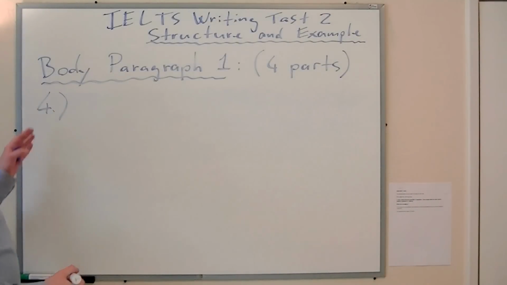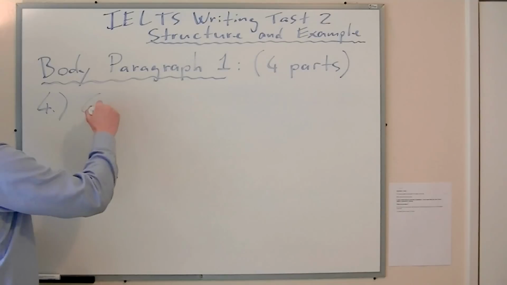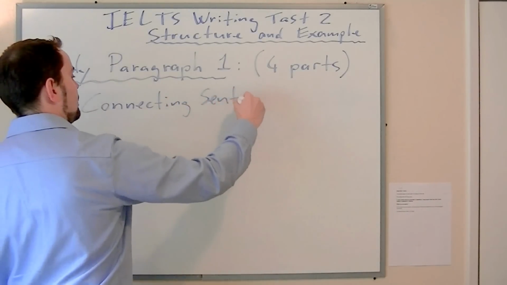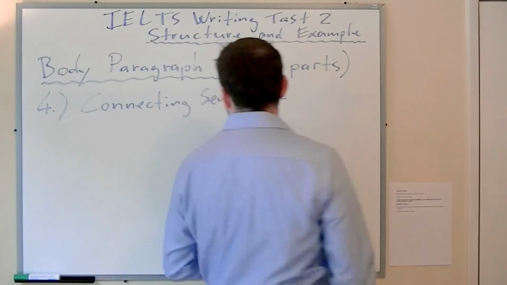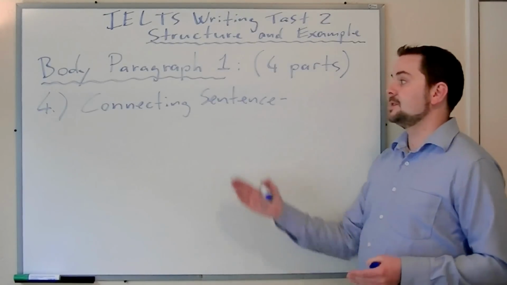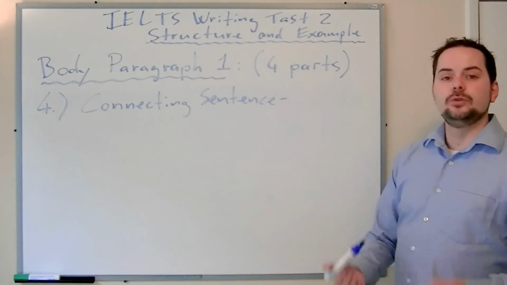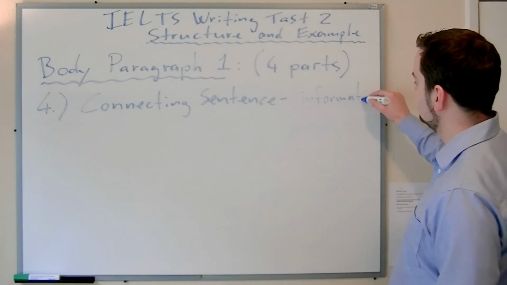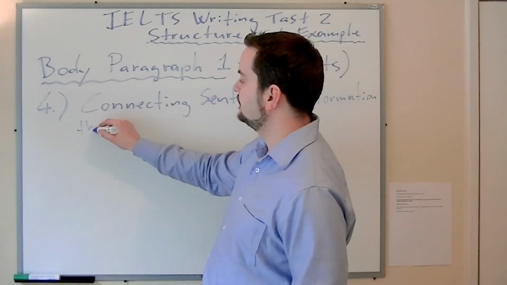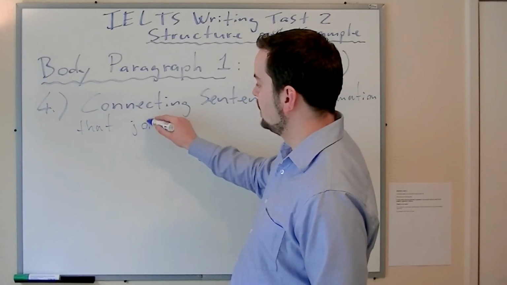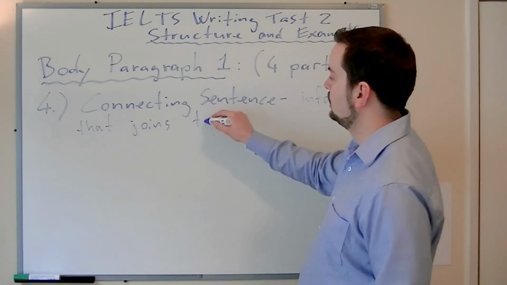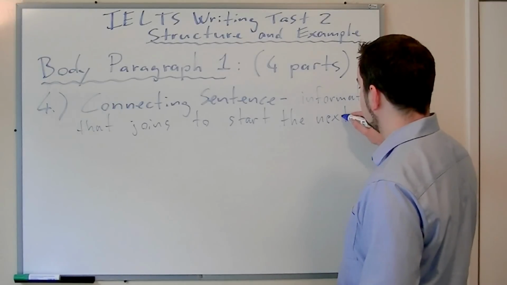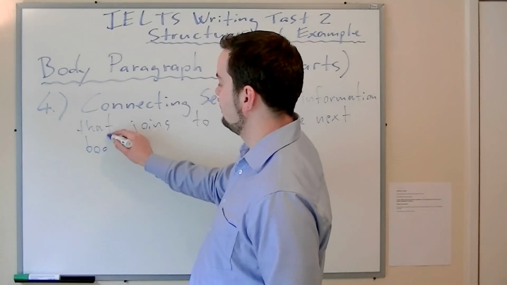Okay, so the fourth part of a body paragraph is what we call a connecting sentence. And this part is exactly the way that it sounds. It connects this body paragraph to the next one. So, information that joins to start the next body paragraph.